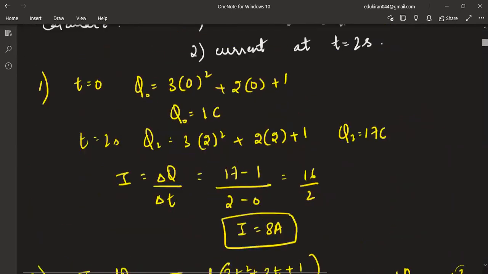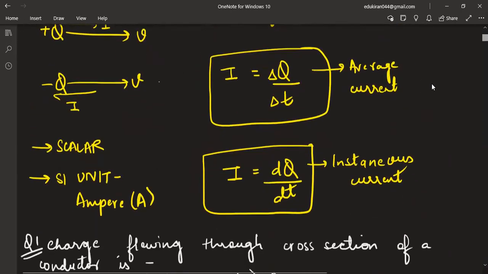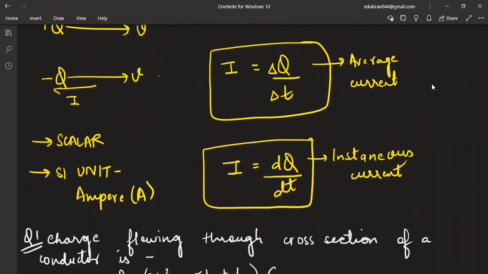Now see, this is how you use the basic formula. Delta Q by delta T, that is average current. Now when to use delta Q by delta T, when to use dQ over dt? See, when two quantities are given as a duration, you have a starting, you have an ending. Like if I ask you to calculate the current between 2 p.m. to 4 p.m. or between 2 seconds to 3 seconds, right? Here you will use average current. You will take the difference of the charge and divide it by the difference of the time.